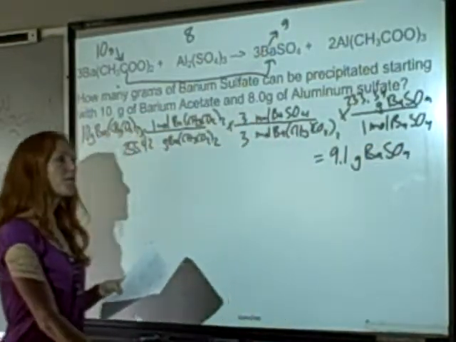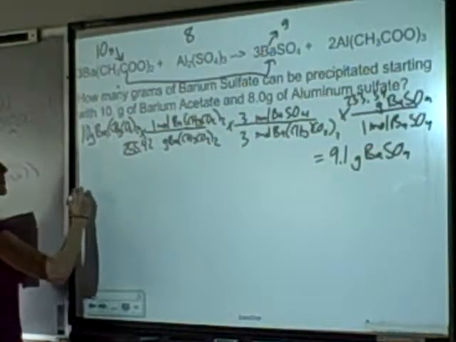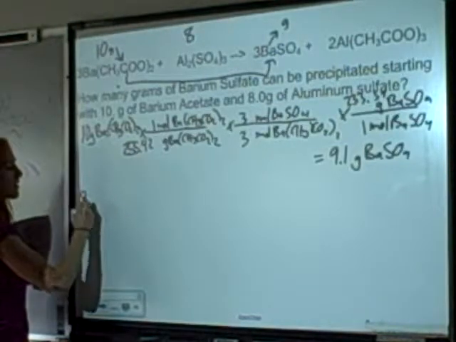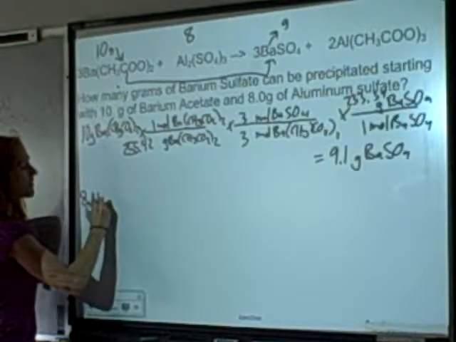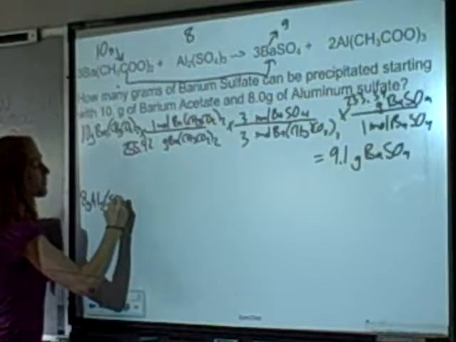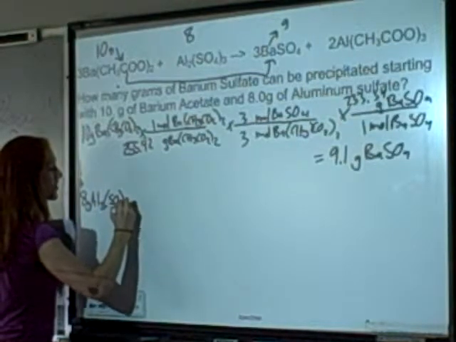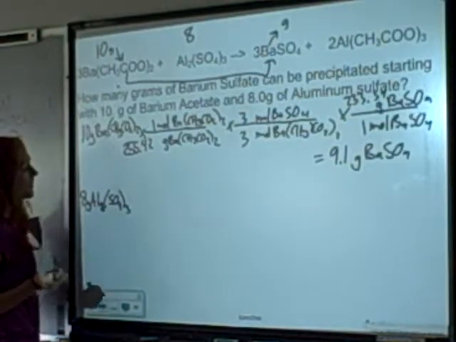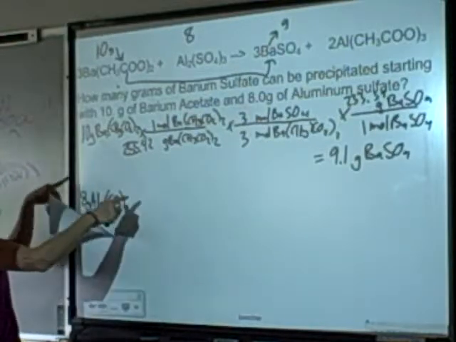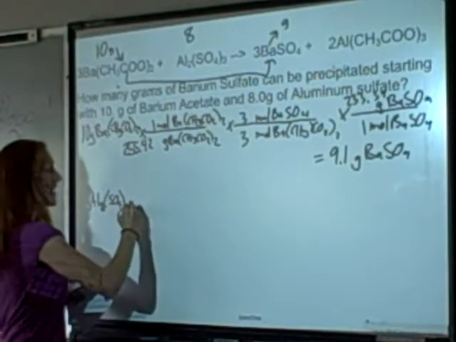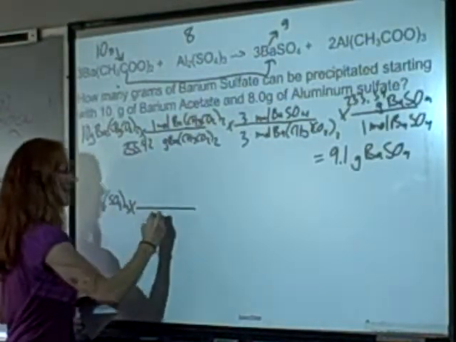Let's see how much barium sulfate the aluminum can make. So I start with 8 grams of the aluminum sulfate. Sulfate is SO4 with a 2- charge. Oops, sorry, it's Al2(SO4)3, okay, because their charges are kind of swapped. So I have grams of the aluminum sulfate.